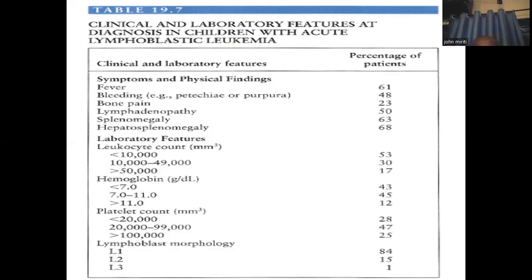So let us look at the clinical and laboratory features at diagnosis of children with acute lymphoblastic leukemia. You see that in the symptoms and physical findings, the percentage of children with high fever is 61. In our setup, fever in children is associated with either malaria or measles. As per the MCI guidelines, for children under 5 years, fever is either malaria or measles. In our setup, it is more of malaria.